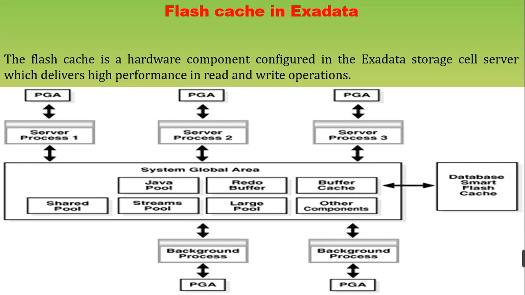So this is a hardware component configured in the Exadata storage cell server. It exclusively delivers high performance in read and write operations. This is the flash cache component at the storage level, highly configured for exclusively high performance read and write operations. So database smart flash cache is one of the highest contributions of Exadata machines.